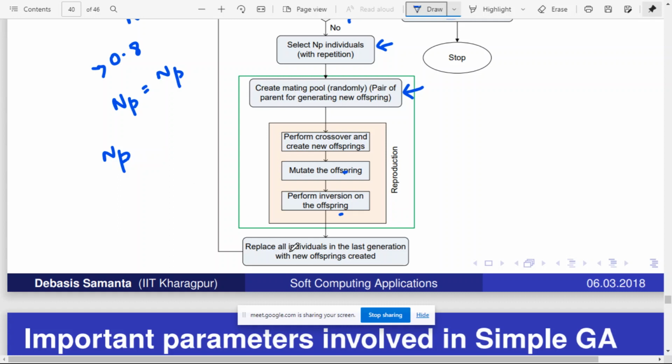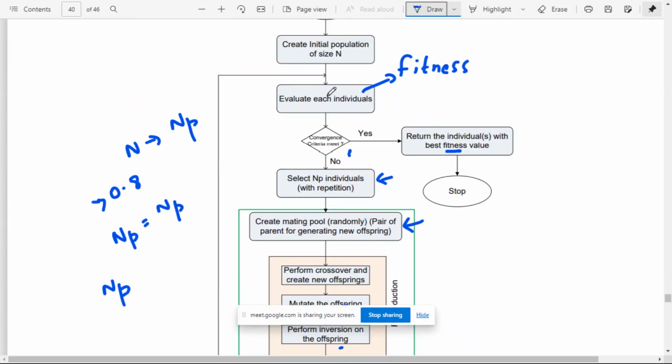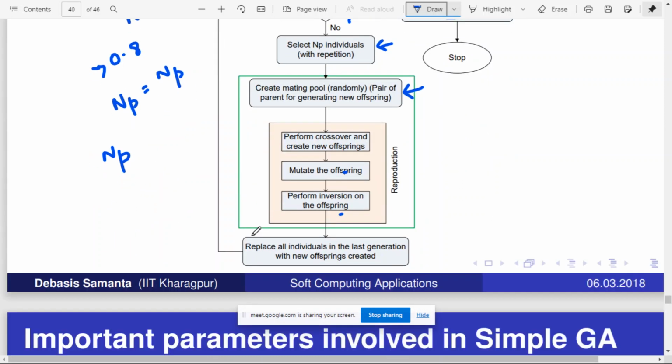Now as a last step, we replace all the individuals in the last generation with the new offsprings created. That is, previously we had N individuals, and from that you replace everything with these NP. So here, we replace all the individuals in the last generation with the new offsprings. Whatever you created in the previous round will be replaced with NP.